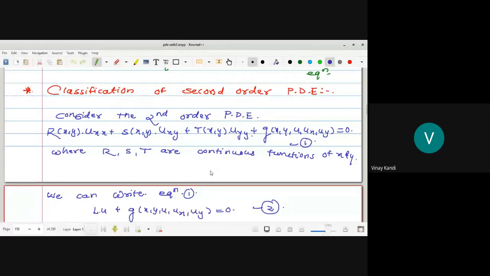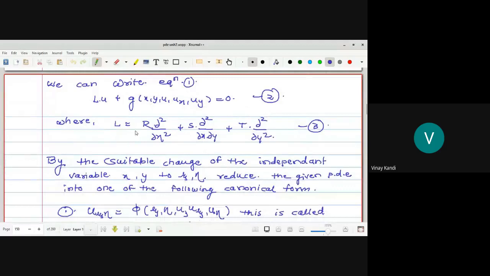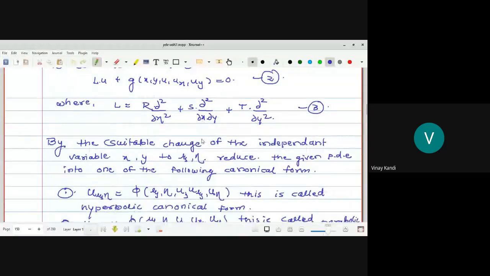Okay. So in the previous lecture, we've seen the one-dimensional wave equation and the classification of second order PDE. This is the classification of second order partial differential equation, where L is equal to R into d2 by dx square plus S into d2 by dx dy plus T into d2 by dy square.